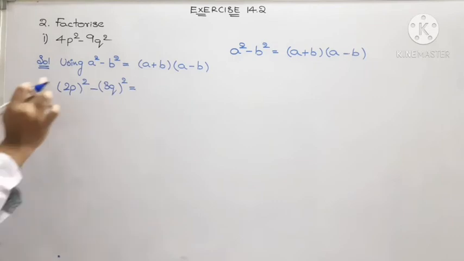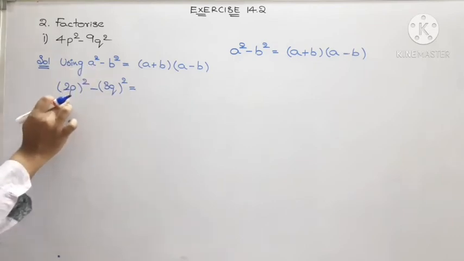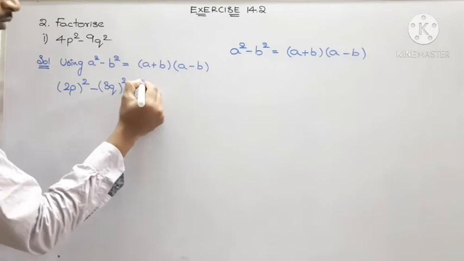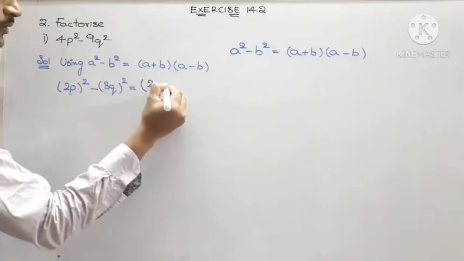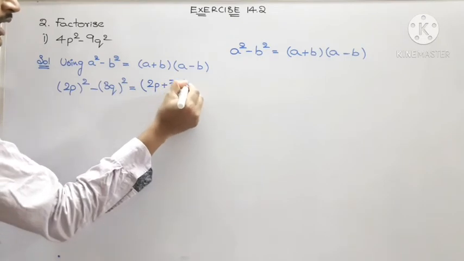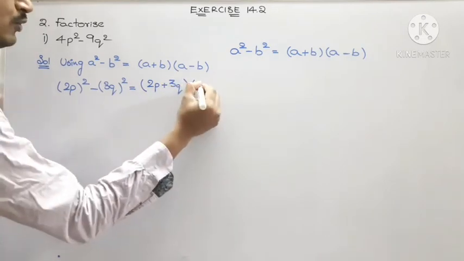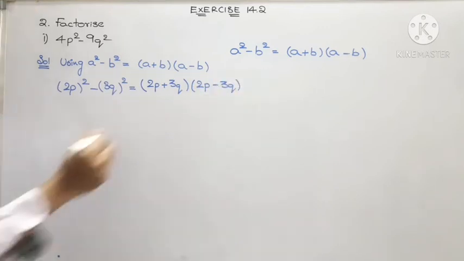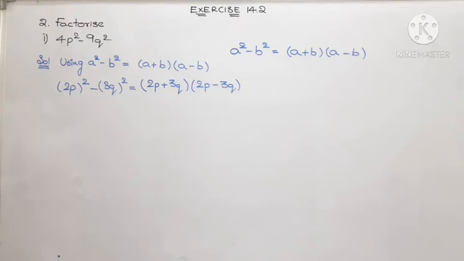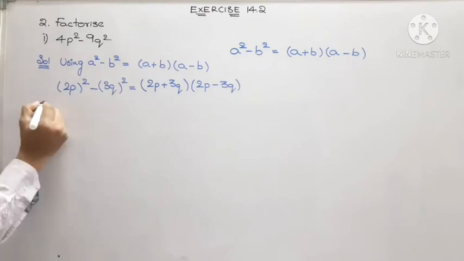Now we have the value of a as 2p and b as 3q. Now a plus b is 2p plus 3q, and a minus b is 2p minus 3q. Okay, this is the way how we will use the identity of a square minus b square in order to factorize the given things.